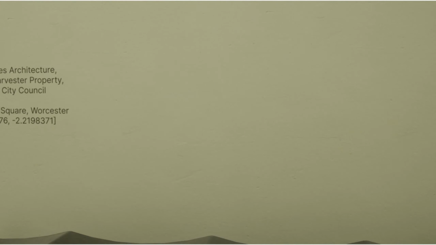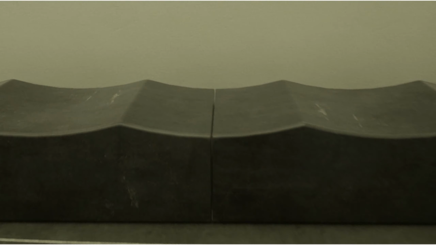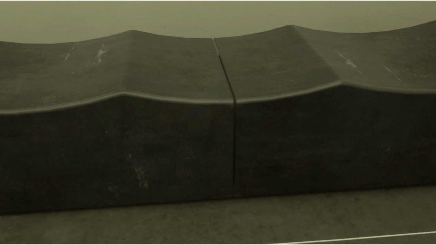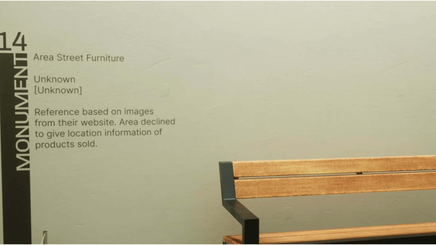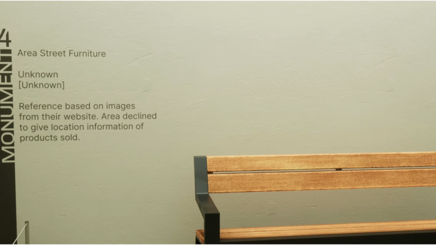Where's this one? Leslie Jones Architecture, Salmon Harvester Property, Worcester City Council, Cathedral Systems in Worcester. I believe these are based in London, so they're all sort of London inspired. This one's probably the best one of them all, because you can still lay on it, it's just a little uncomfortable. You can even curl up in one of those. Area Street Furniture, unknown. Reference based on images from their website. Area declined to give location information of products sold.